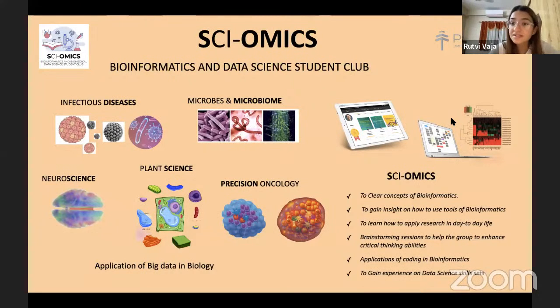We have brainstorming sessions so that we can discuss with each other and get to know the hypotheses that one can work on and continue to develop as a project and then into a research paper. We also have a new, very evolving field of how to apply coding and programming skills in bioinformatics. All this together helps this student community to understand why bioinformatics is used and how we can apply it to clinical problems and other things.